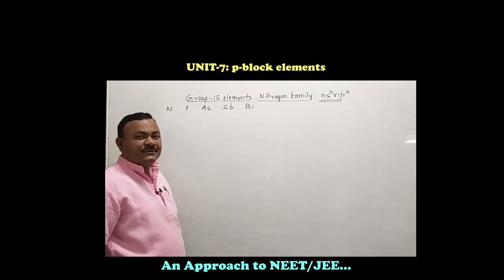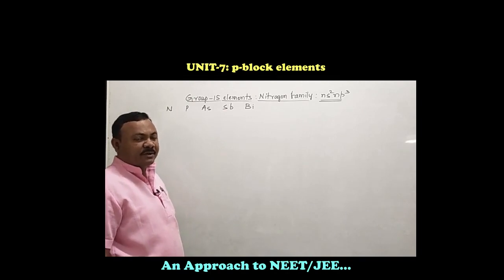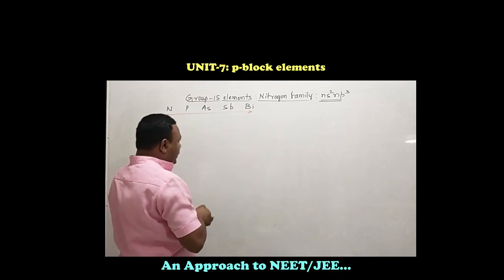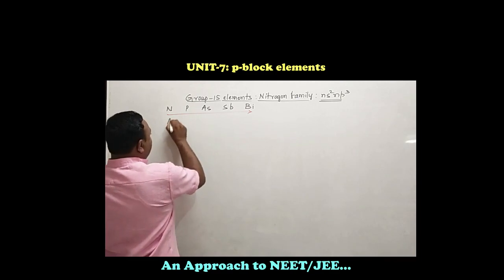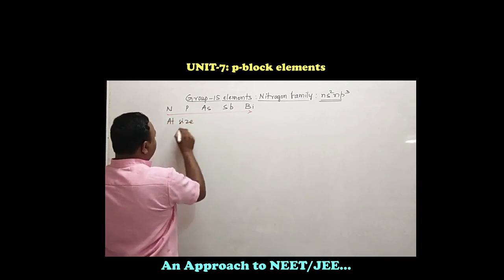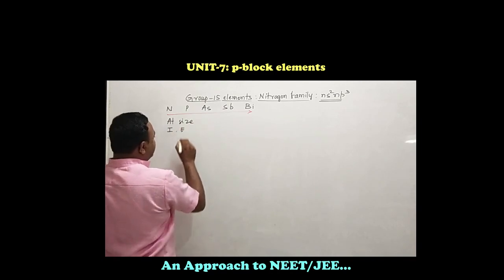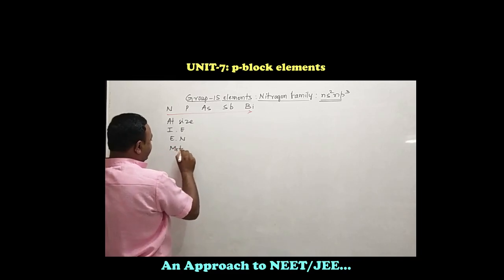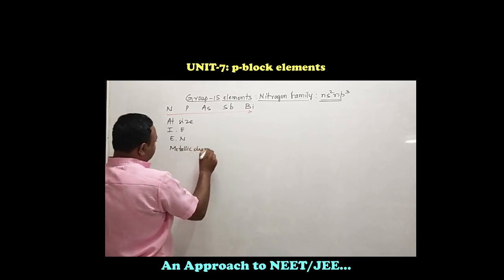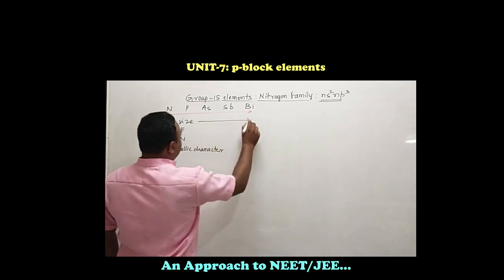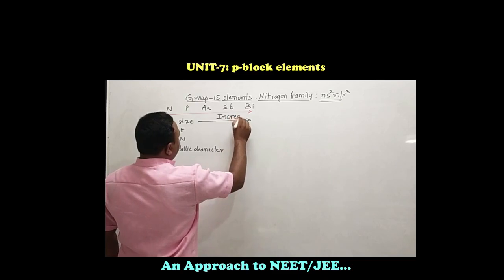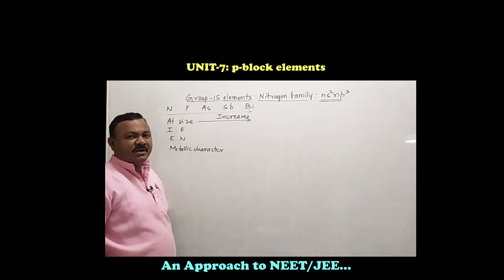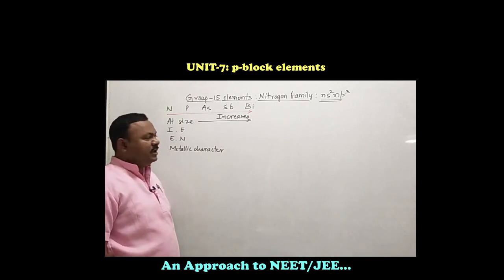Now let us concentrate on some physical properties of group 15 elements. When we move from nitrogen to bismuth, look at the properties we are considering. First, we consider atomic size. After this, we consider ionization energy, electronegativity, metallic character. Atomic size goes on increasing down the group. In the periodic table, atomic size goes on increasing. Similarly, from nitrogen to bismuth, atomic size goes on increasing.